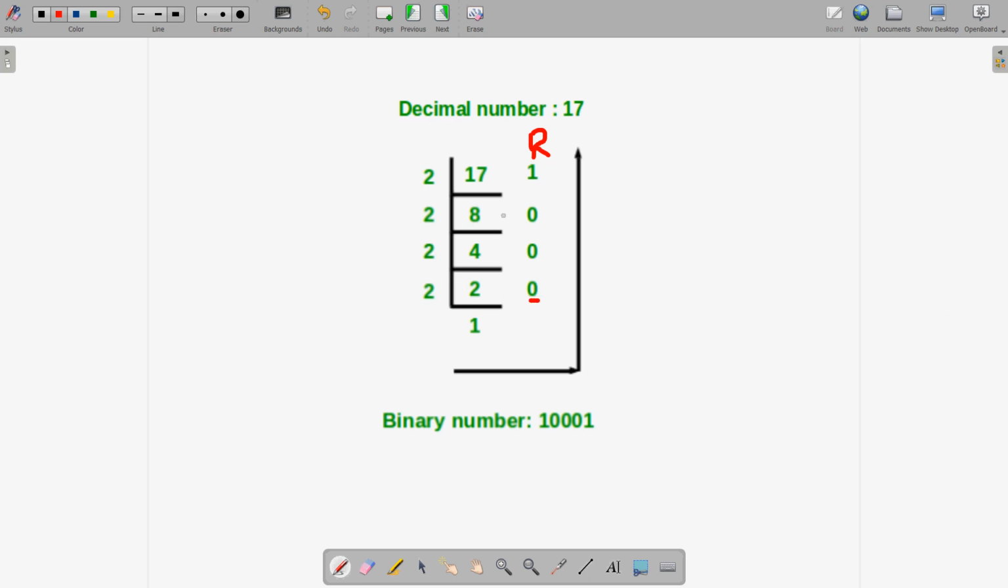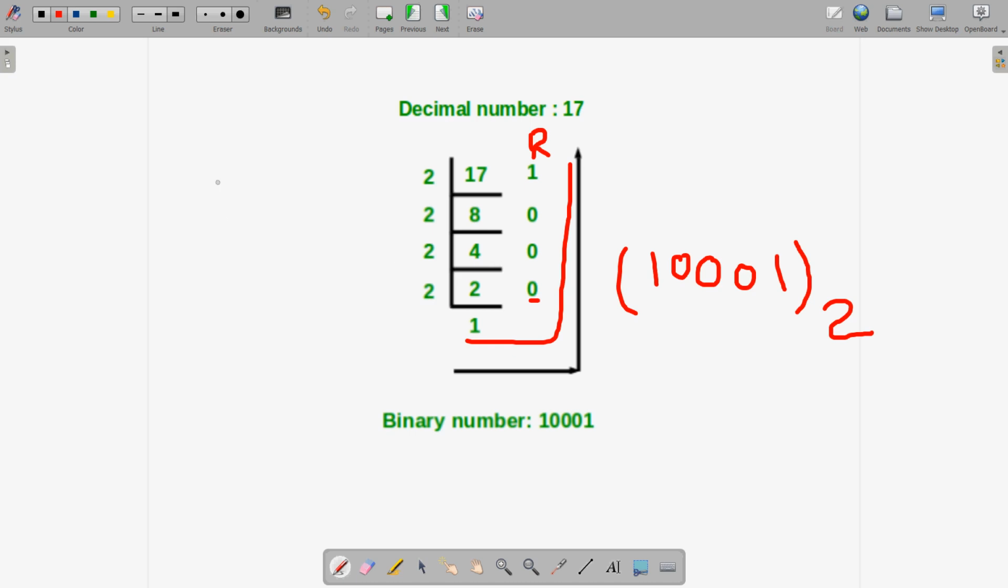Clear? So now whatever the different remainders we have got, we have to write in the opposite direction, from bottom to top. Clear? So here what we have got? 1 triple 0, 3 zeros we have, so write the same, 1 triple 0 and 1 at the top. Clear? So this way we are converting this decimal into binary. So this is the binary equivalent of the decimal number 17. In the same way you can write any decimal number.